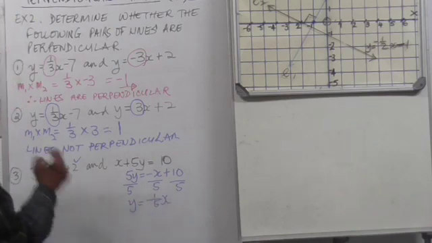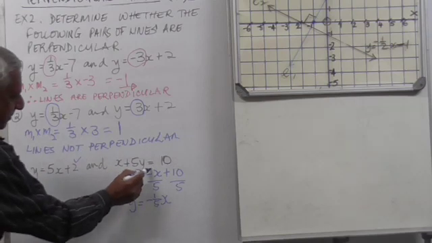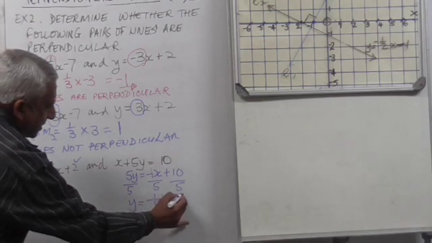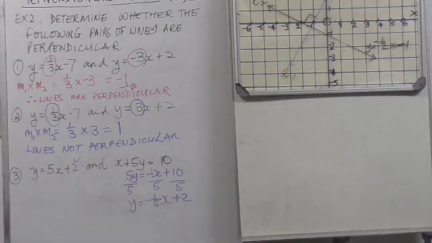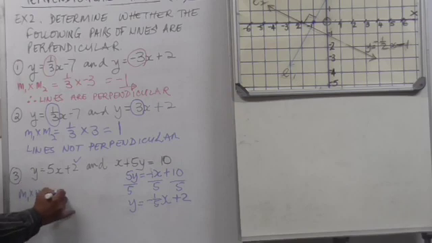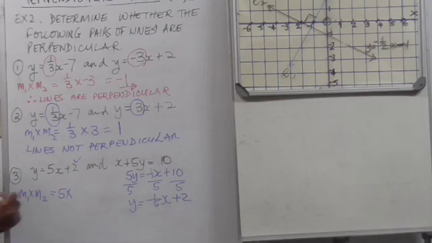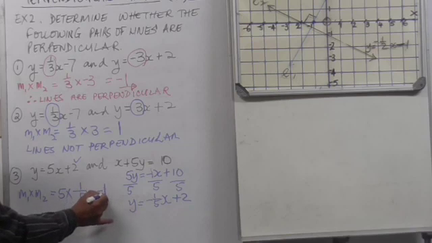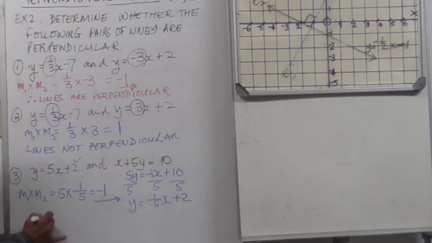-1/5x. See, the 1 is understood here. The 1 is understood. -1/5x plus 2. Now we're going to test. m1 times m2. m1 is 5. m2 is -1/5. We put that in the calculator and we get -1. Therefore, the lines are perpendicular.